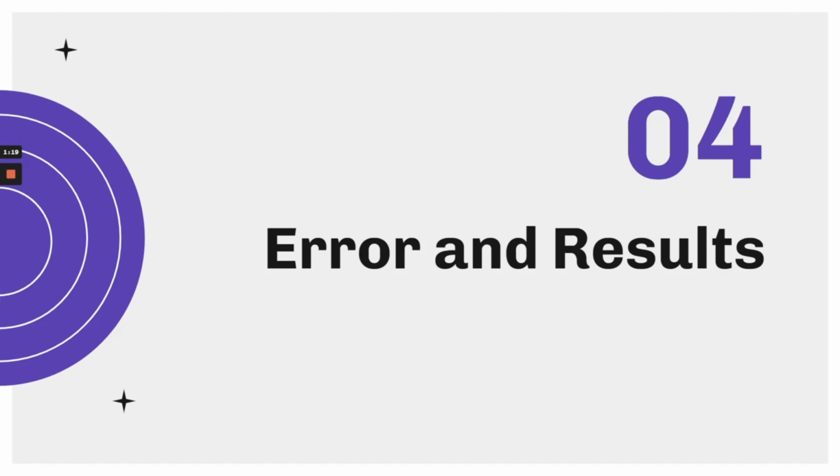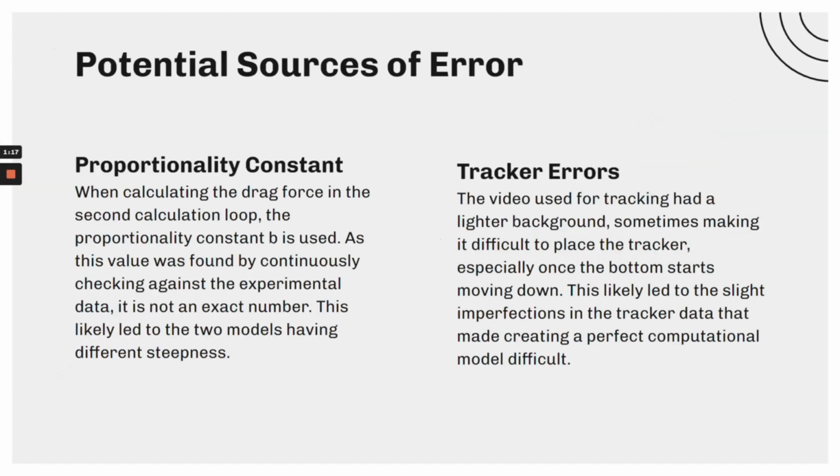Going into error and the results, among the potential sources of error, the proportionality constant is the biggest source. When calculating the drag force in the second calculation loop, the proportionality constant B is used. This value is found experimentally, by continuously checking the tracker data versus the GlowScript data, so it's really not an exact number, which is likely what led to the two models having a slightly different steepness.